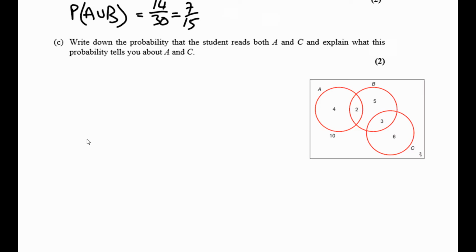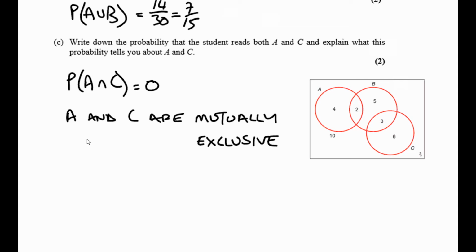Okay, next we're asked to write down the probability that the student reads both A and C and explain what this probability tells us about A and C. So the probability that a student reads both. So we're looking for the overlap in between A and C, and it doesn't exist. The intersection of A and C is 0. What does this tell us about event A and C? They are mutually exclusive, meaning that they can't both happen at the same time. A and C are mutually exclusive. There was nobody that was in the intersection of those two.